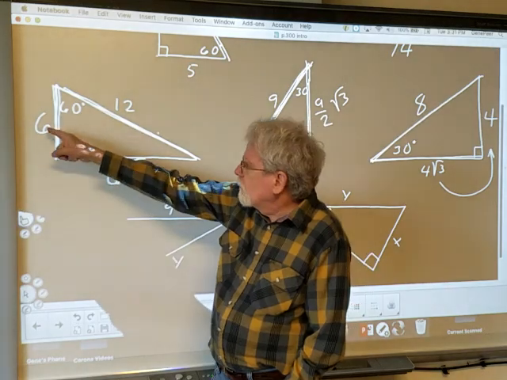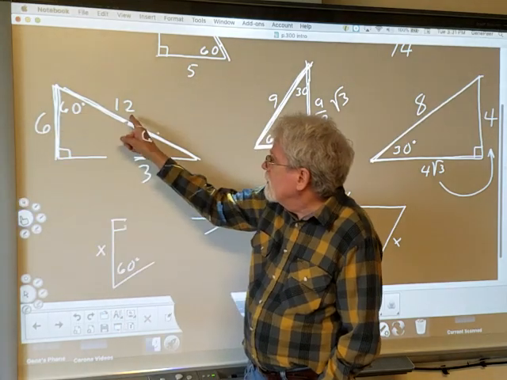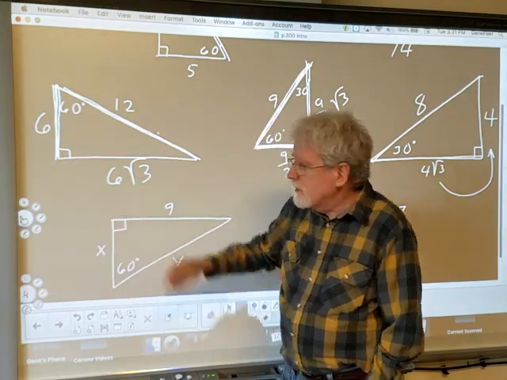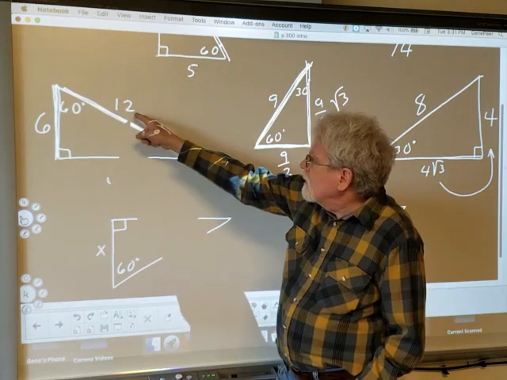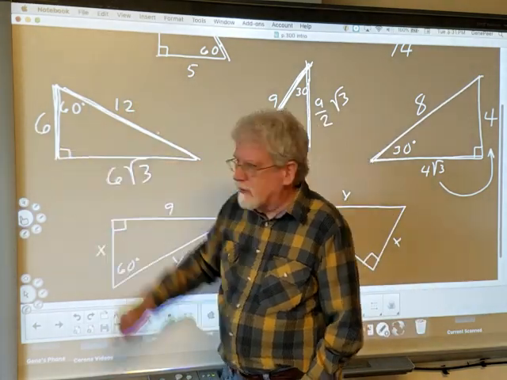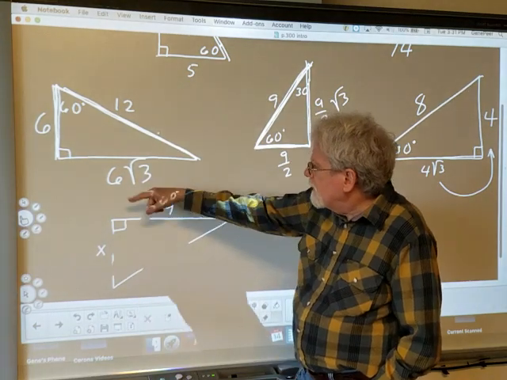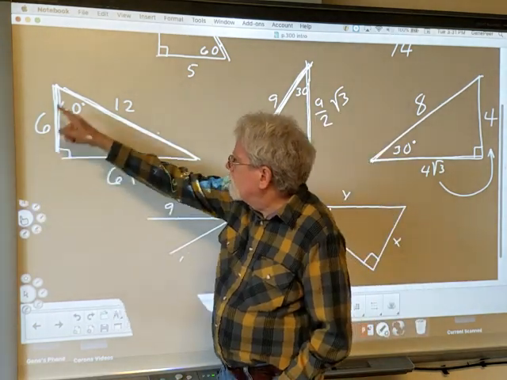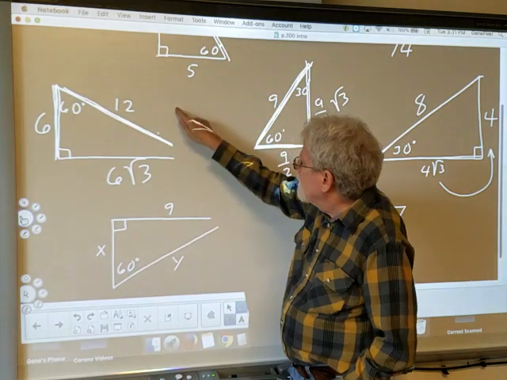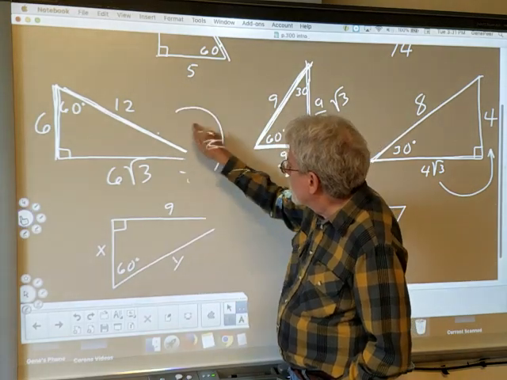If I give you the short leg, then finding the hypotenuse and the long leg is easy. If I give you the hypotenuse, take half and get the short leg. Then just multiply by square root of 3. If I give you the long leg, first find the short leg, then double it to get the hypotenuse. Notice I never go that way.